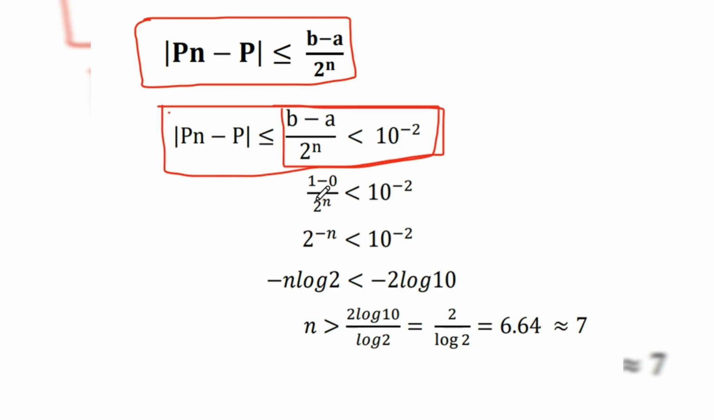Therefore, we write this inequality and solve it to get the number of iterations. Substituting the input values, (1 − 0)/2ⁿ is less than 10⁻², and taking the log for both sides, finally we have n greater than 7. Therefore, the number of iterations is more than 7. Continuing the bisection method, after 7 iterations we see the same digits for 2 decimal places in the value. Therefore, we get 0.58 as the answer.